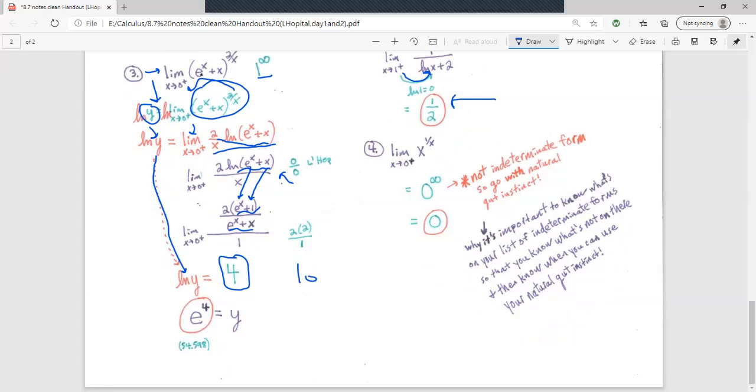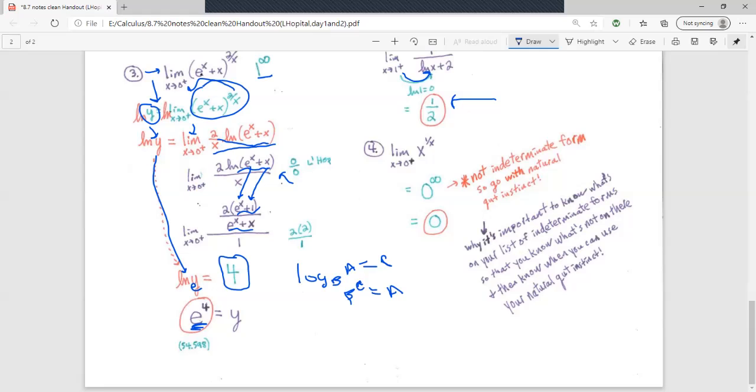Remember, when you have log base b of a equals c, our main definition of log is you can go b to the c is equal to a, right? And so that's what I'm doing right here. This is base e, so you can go e to the 4th is equal to y, and so e to the 4th is your answer.